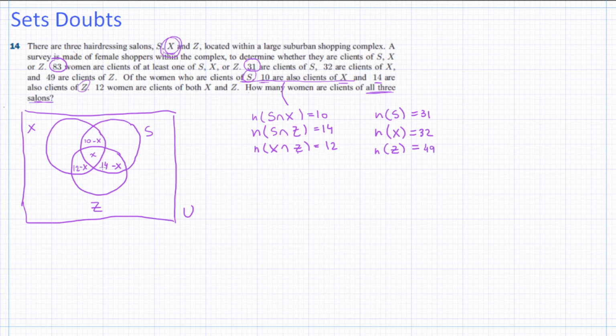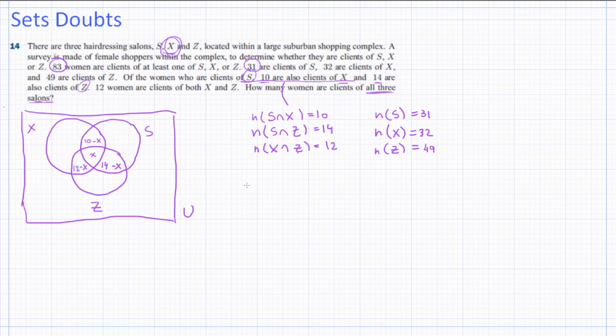So the reasoning is similar now. If we look at our set S, the total of elements in this set should be 31. However, we already have 10 minus x plus 14 minus x. So how many would I have only in this portion here? How many women go exclusively to saloon S?